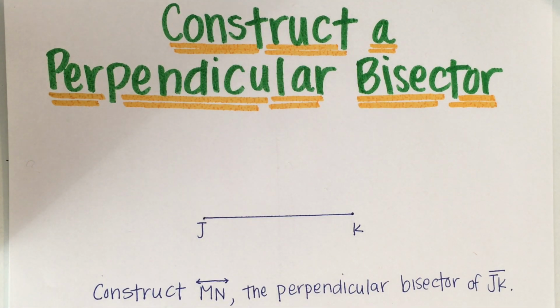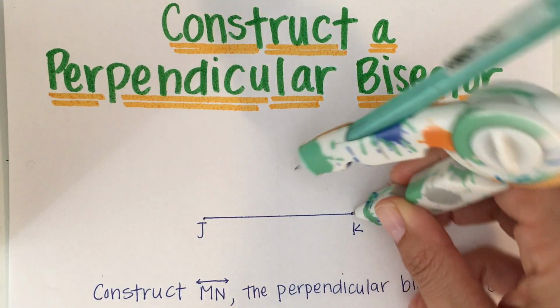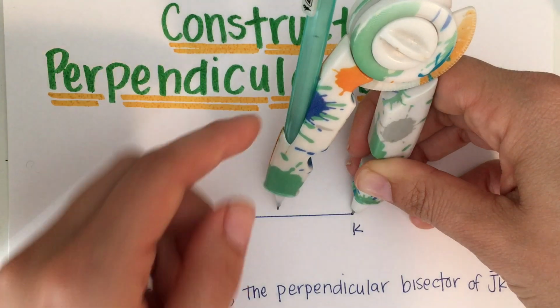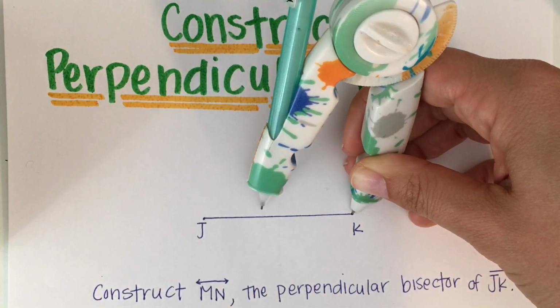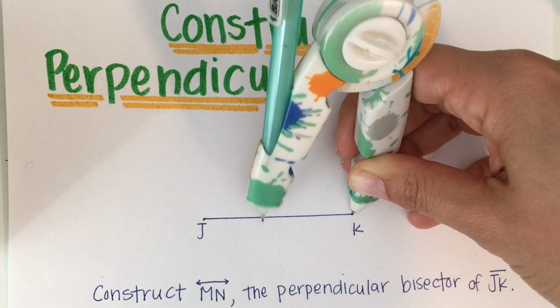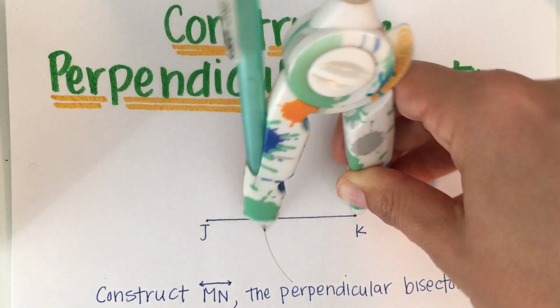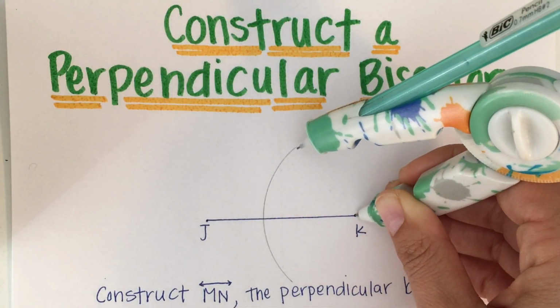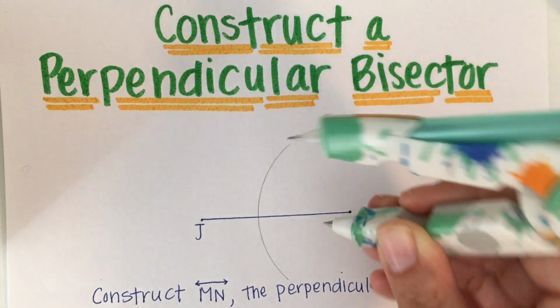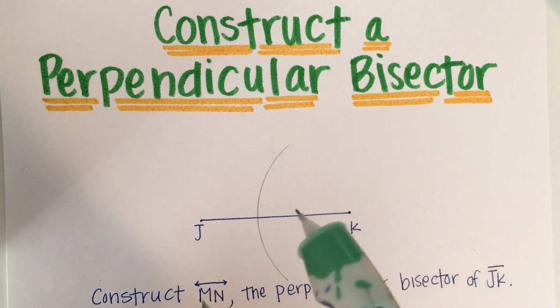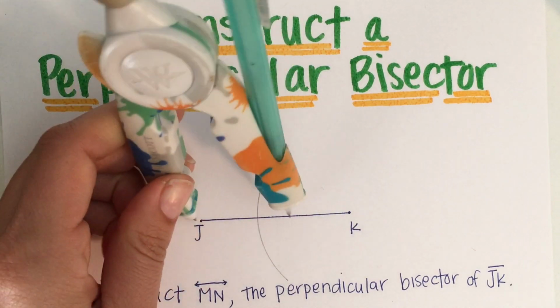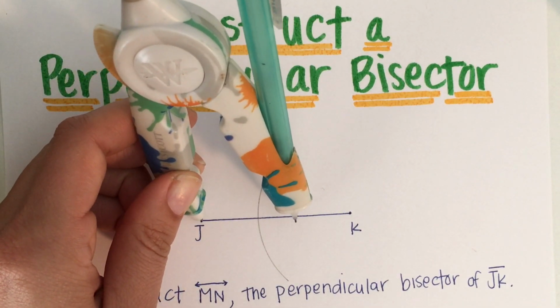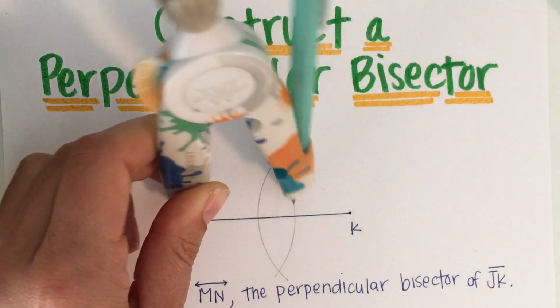Our first step for constructing a perpendicular bisector is to open the compass more than half of the distance of the segment. So I'm going to start by putting my compass point on K and opening my compass more than halfway. So I'm going to extend it a little bit further just to make sure that it's more than halfway. Now I'm going to draw an arc that extends below and above the segment. Okay. Now the next part is really important. I want to keep the compass setting the same, turn it around, put the compass point on J, and draw the same arc from the perspective of J.